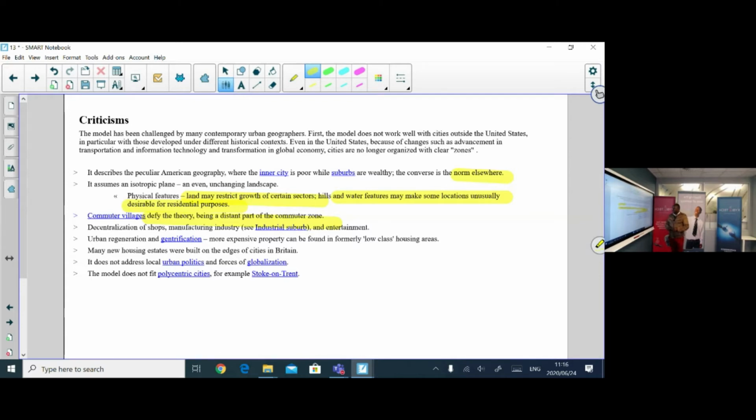It does not address local urban politics and forces of globalization. The theory also does not fit polycentric cities, for example, Stockholm. When we talk of polycentric cities, we are talking of cities that do not have one city center. So they have many centers, just like the multiple nuclei model that we discussed yesterday.